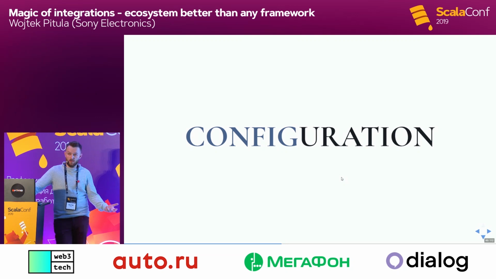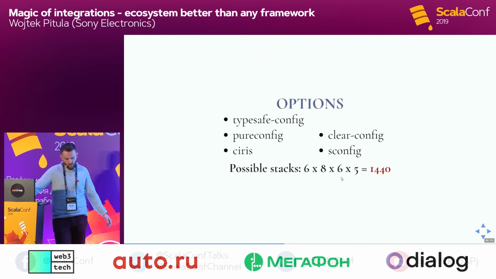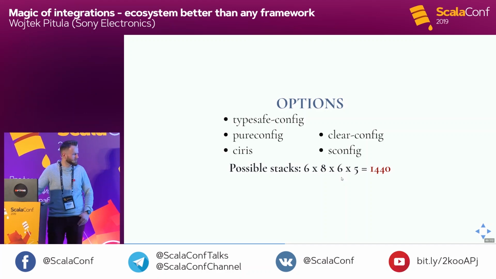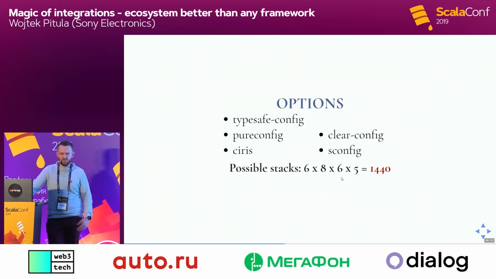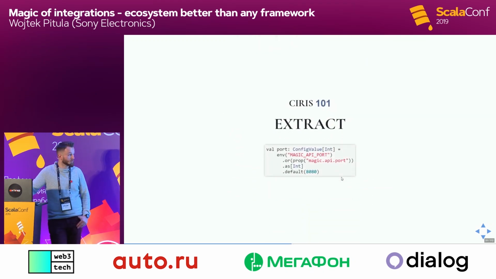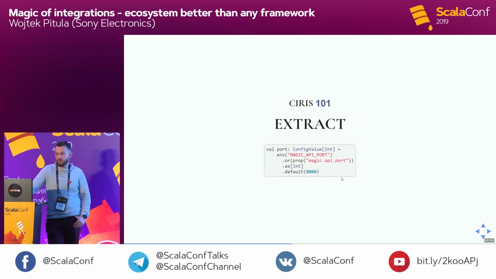And this is yet another choice. I have 5 here, but I think yesterday it was announced that there is ZIO Config now. I wanted to add it, but then I would have to fix all my calculations, and I'm a very lazy person. But you can think of there being 6 here. So I will show you Ciris, which is a configuration library, and I will give you a quick 101. So how to use that?